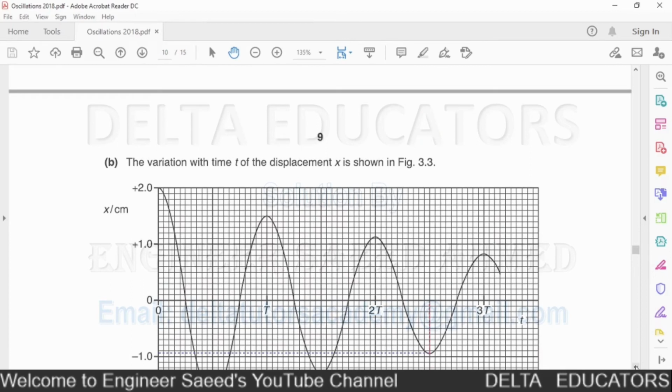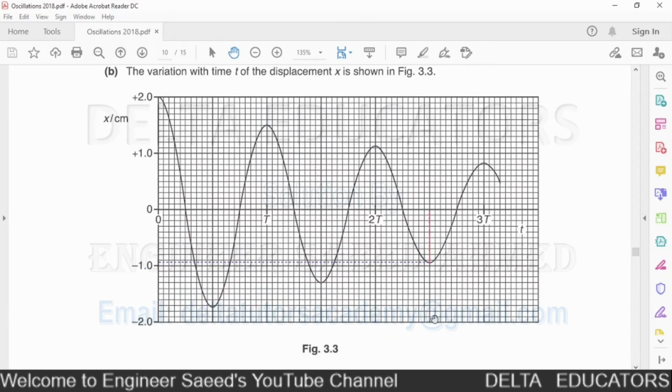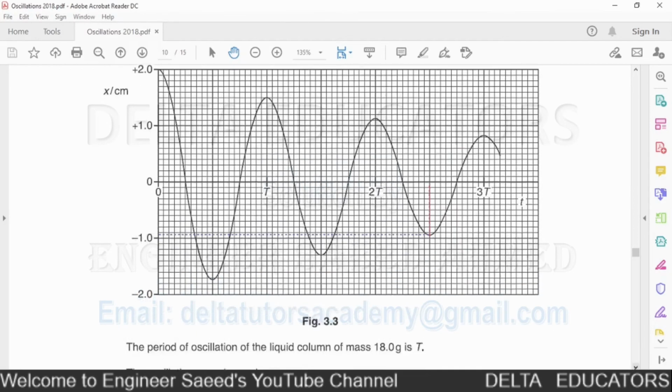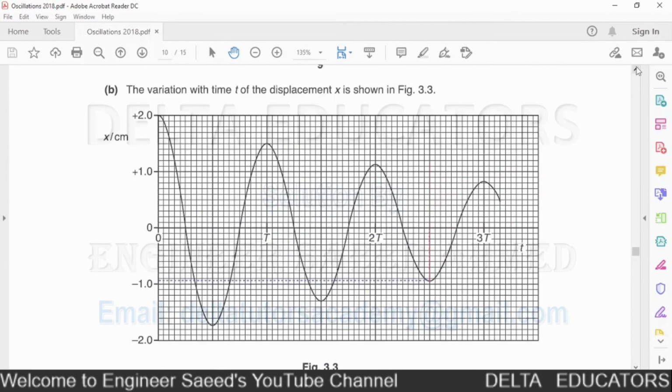Part B. The variation with time t of the displacement x is shown in figure 3.3. On the x-axis we have time, on the y-axis we have displacement. The period of oscillation of the liquid column of mass 18 gram is T. The oscillations are damped. Suggest the cause of damping. Here we are looking, the amplitude is decreasing. Since the amplitude is decreasing, we can say we have damping.